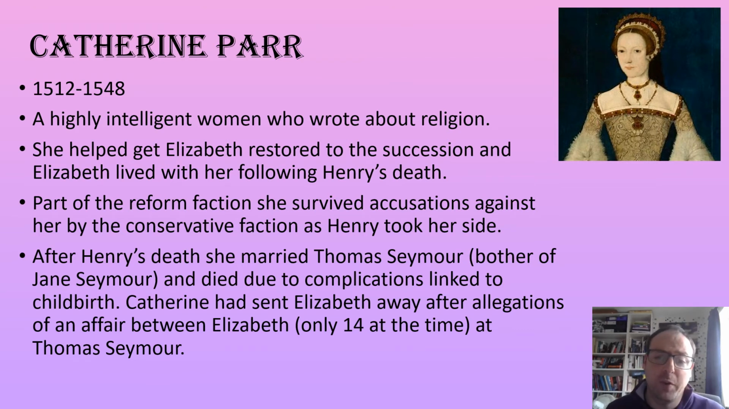She was a part of the Reform faction and survived accusations against her by the Conservative faction as Henry took her side over theirs. After Henry's death, she actually married Thomas Seymour, the younger brother of Jane Seymour, and died due to complications linked to childbirth. Before that, Catherine had actually sent Elizabeth away after allegations of an affair between Elizabeth, who was about 14 at the time, and Thomas Seymour, who was in his 40s, and it's all very horrible. So that's it, again, an important part of the story going forward in terms of the story of Elizabeth.